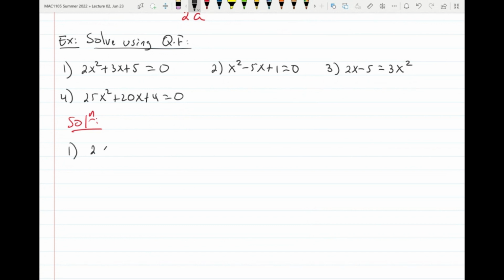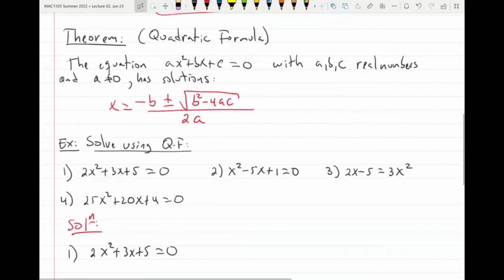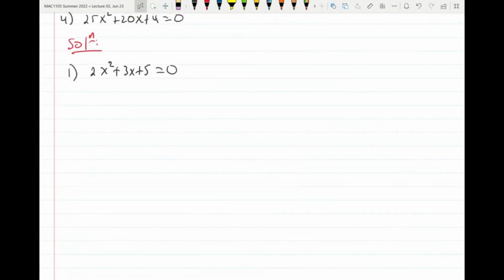So let's do the first one. So we have 2x squared plus 3x plus 5 equals 0. The first thing that you need to do, if you want to use a formula, first of all, make sure it's a quadratic equation. Second, make sure that everything is set to one side and then 0 on the other side. That's the first thing. Okay? So in this case, we already have it equal to 0, so we don't have to worry.